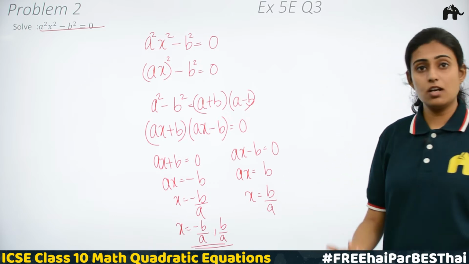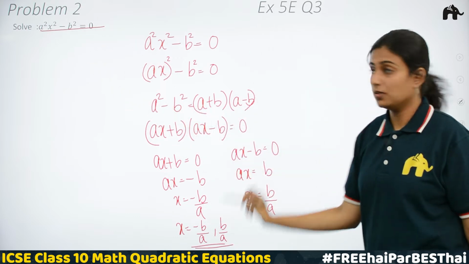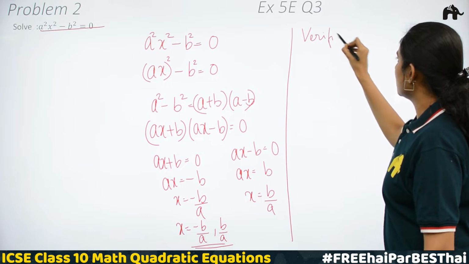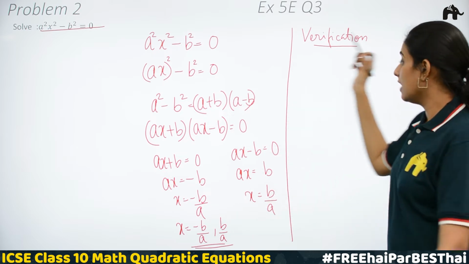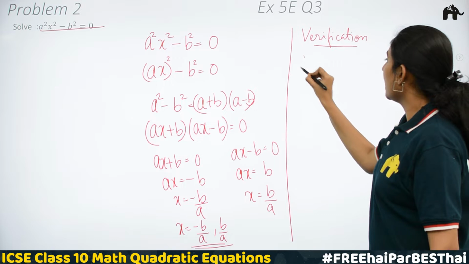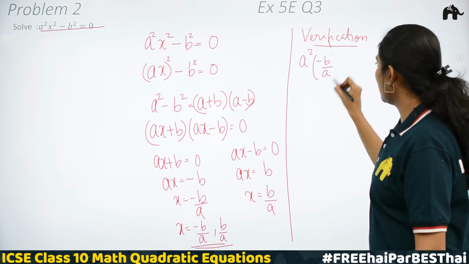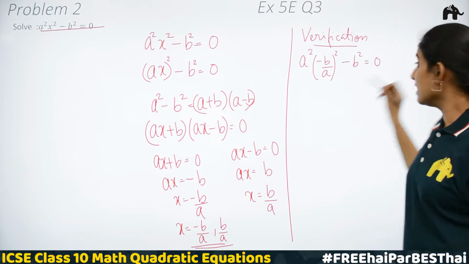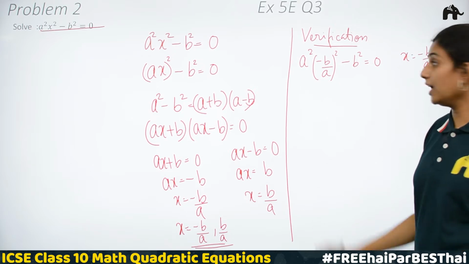For verification, what can be done? In the place of x, just substitute this value. Okay. Let's see. Verification. This is not necessary, just for confirmation we are doing. Substitute the first value, that is minus b by a. A square into (minus b by a) whole square minus b square is equal to 0 when x is equal to minus b by a. Okay.